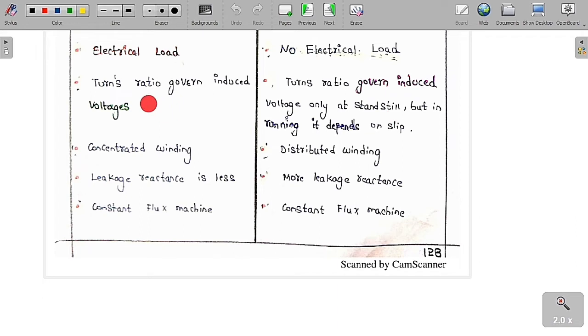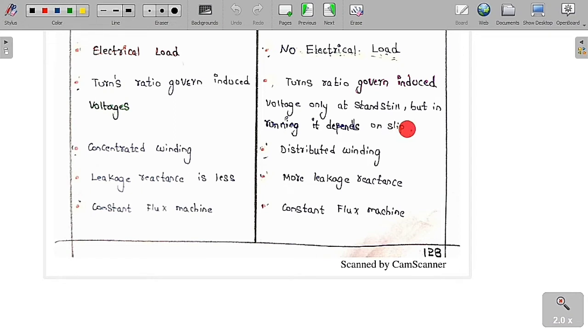So in the transformer, the turns ratio is going to govern the induced voltages. If you know the turns ratio and the induced voltage in the primary, we can get the induced voltage in the secondary at any condition. Whereas here, the turns ratio is going to govern the induced voltages only at standstill, but in running, it depends upon the slip. This turns ratio is going to give you the amount of EMF induced in the rotor only at the standstill condition, but during running condition there is an extra factor of slip, so S into E2.